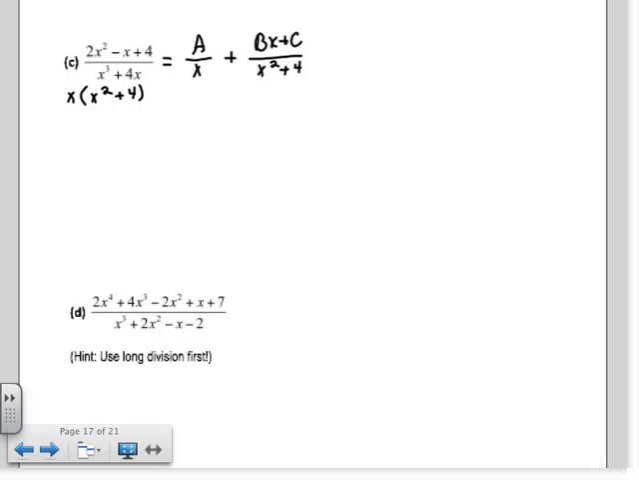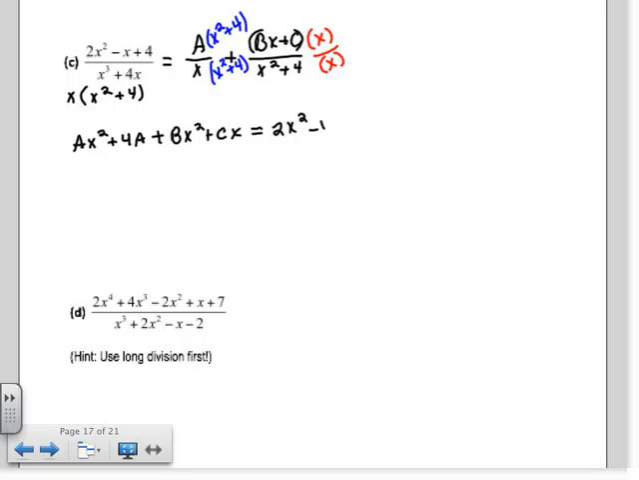All right, here we go. So multiply by x squared plus 4 on the first one, and multiply by x over x on the next one. Okay, so we're just talking about the numerator. So I'd get ax squared plus 4a when I multiply my a in. Then I'm going to multiply by x in parentheses. So I get bx squared plus cx. That's my whole numerator. It equals the original numerator, so 2x squared minus x plus 4.